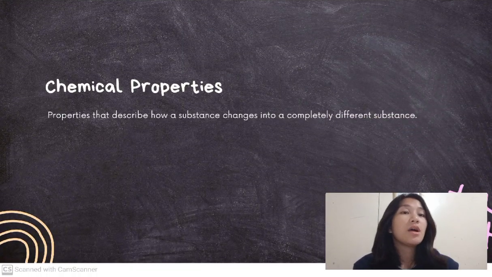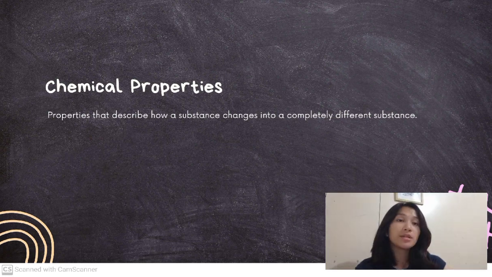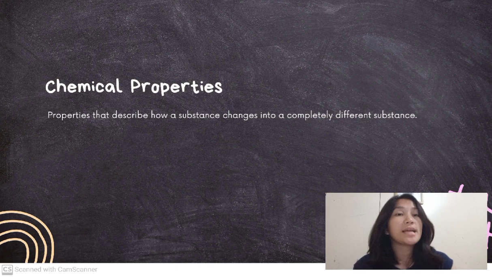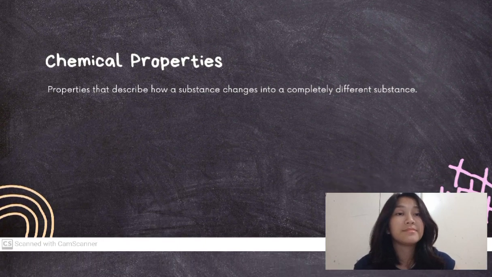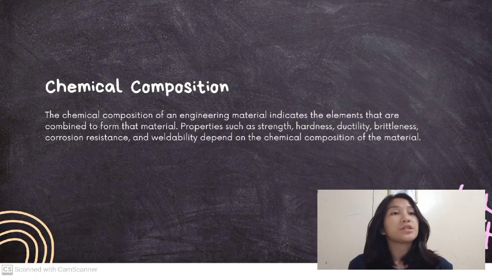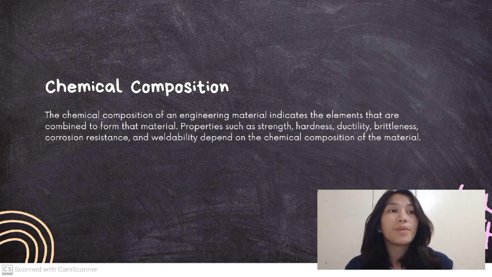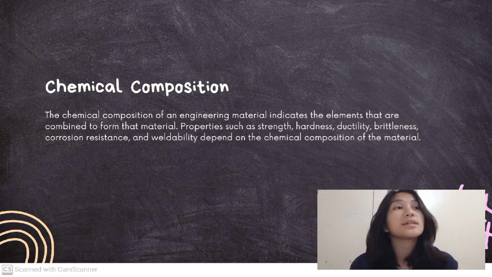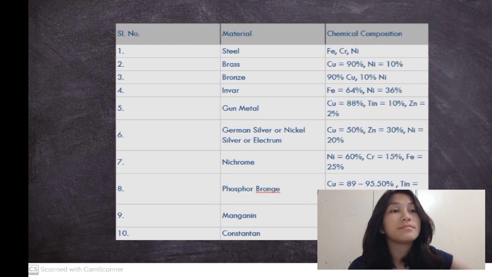Chemical properties are properties that describe how a substance changes into a completely different substance. Examples are atomic bonding, corrosion resistance, acidity or alkalinity, which we will tackle in the next few slides. Chemical composition. The chemical composition of an engineering material indicates the elements that are combined to form that material. Properties such as strength, hardness, ductility, brittleness, corrosion resistance, and weldability depend on the chemical composition of the material.